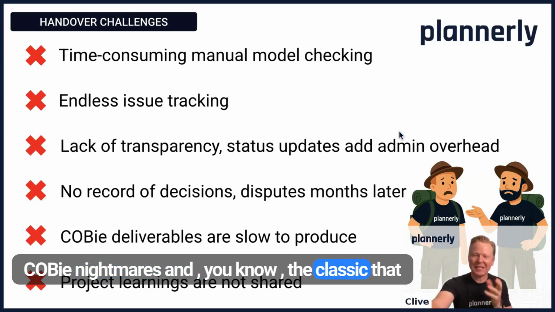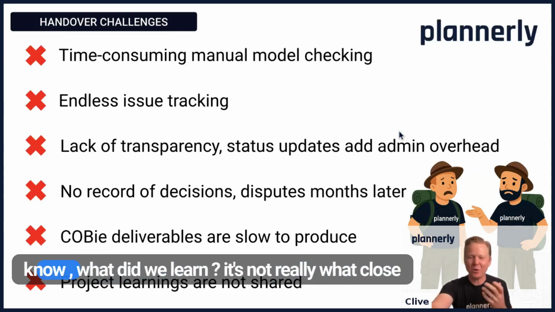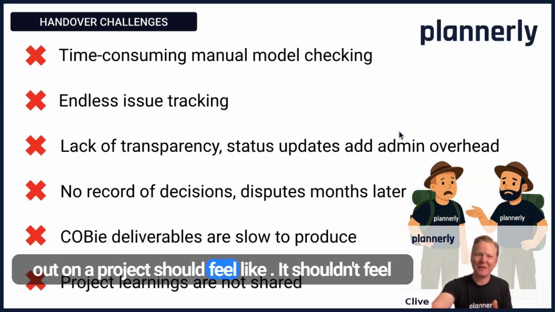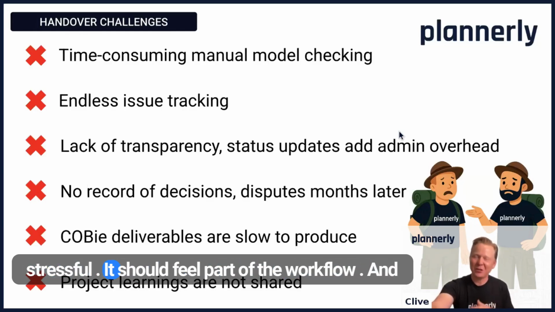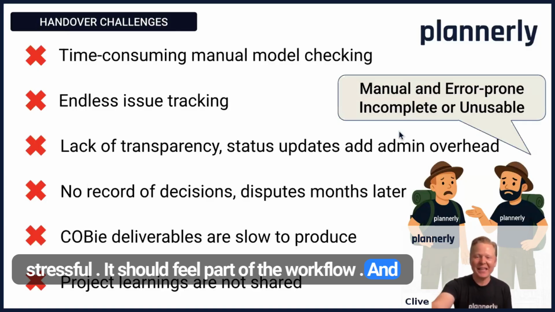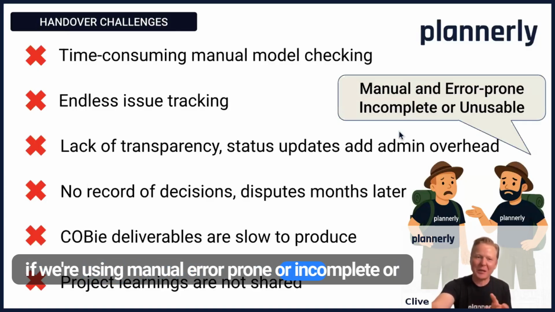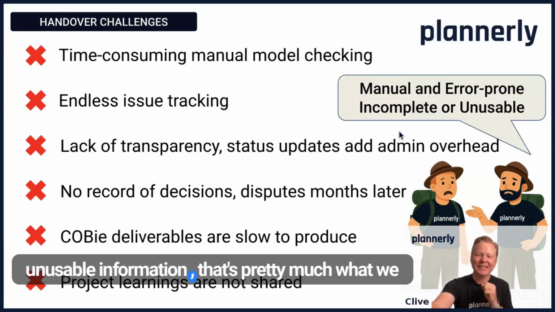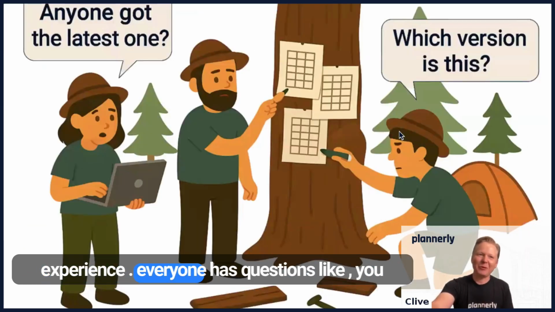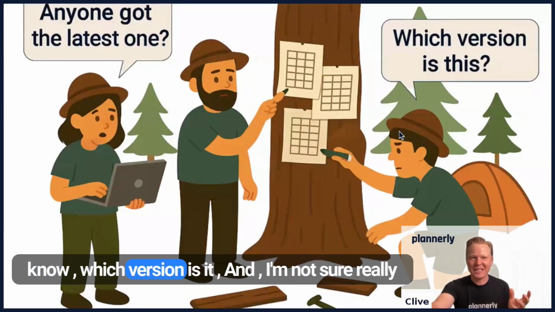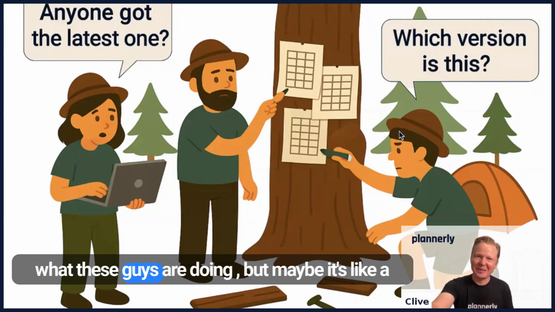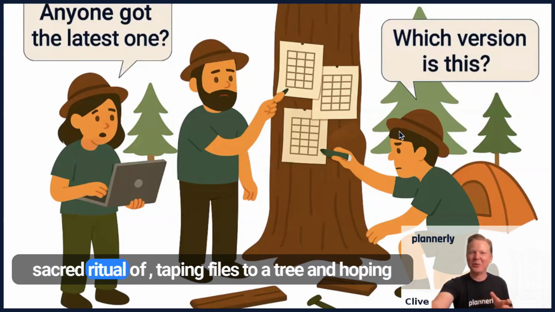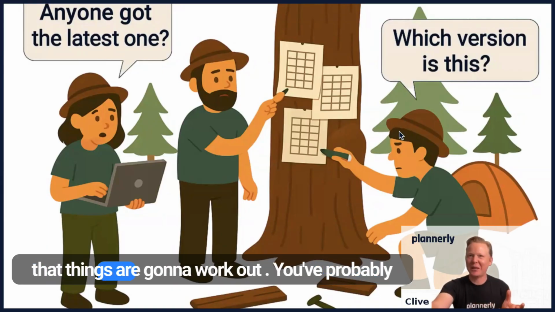And the classic that happens at the end of the project is really, what did we learn? It's not really what closeout on a project should feel like. It shouldn't feel stressful. It should feel part of the workflow. And if we're using manual, error-prone, or incomplete or unusable information, that's pretty much what we experience. Everyone has questions like, which version is it? And I'm not sure really what these guys are doing, but maybe it's like a sacred ritual of taping files to a tree and hoping that things are going to work out.